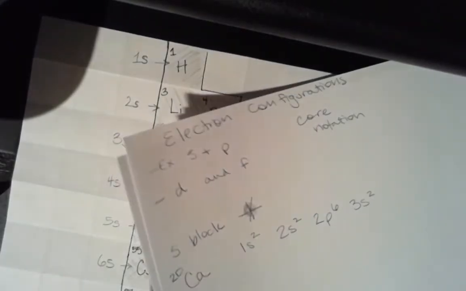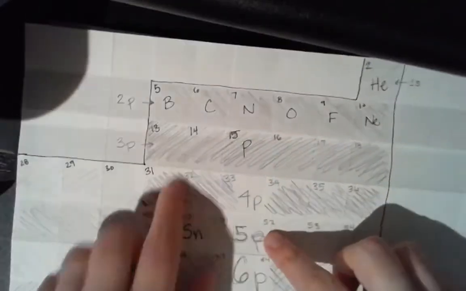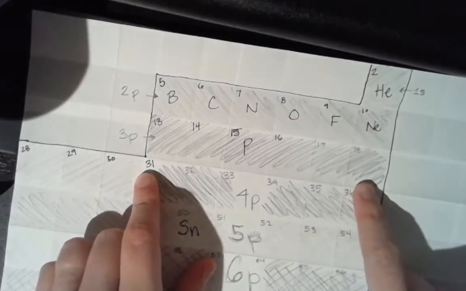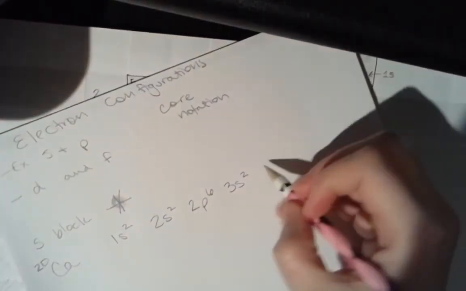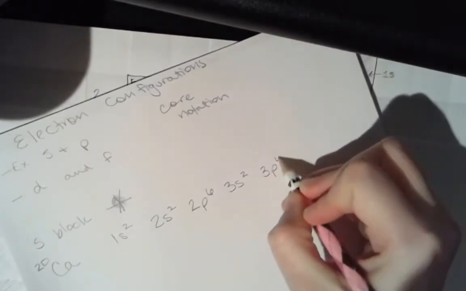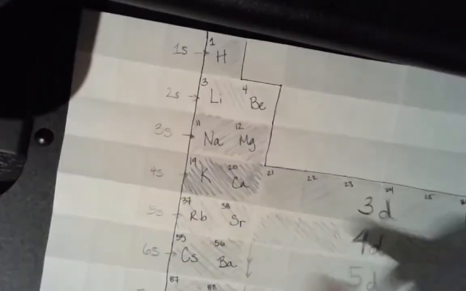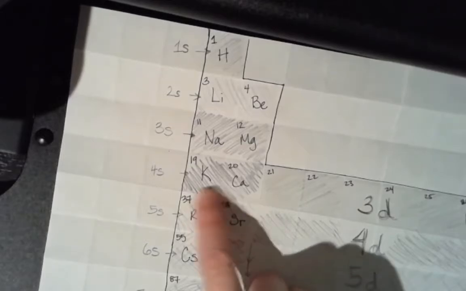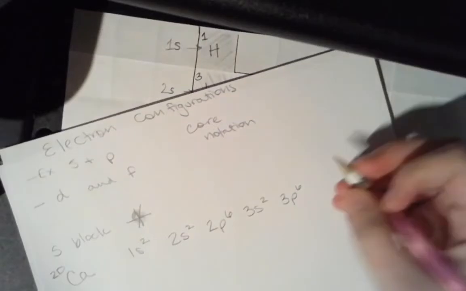Over to your 3p. Calcium's bigger than a 3p, so the 3p is filled with 1, 2, 3, 4, 5, 6 electrons. Alright, so our 3p is filled with 6 electrons. Over to your 4s. Calcium is here. So we're looking at the 4s block, and we've got 2 electrons. Calcium's got a 4s too.